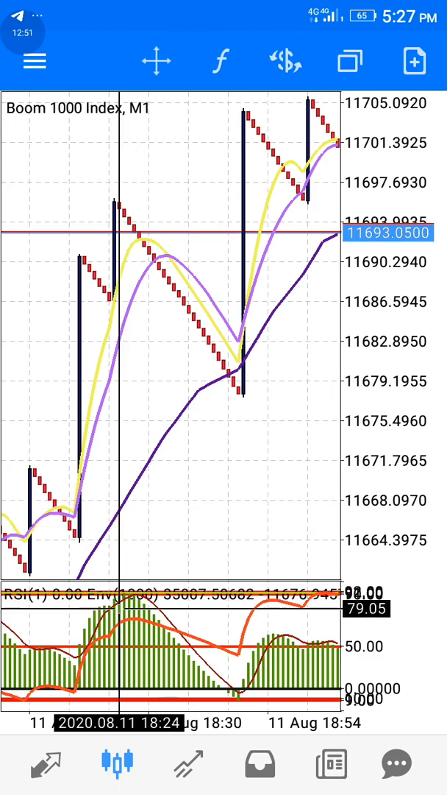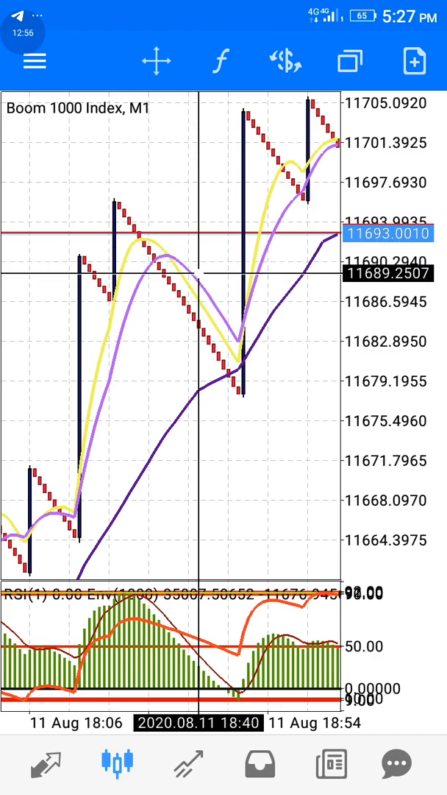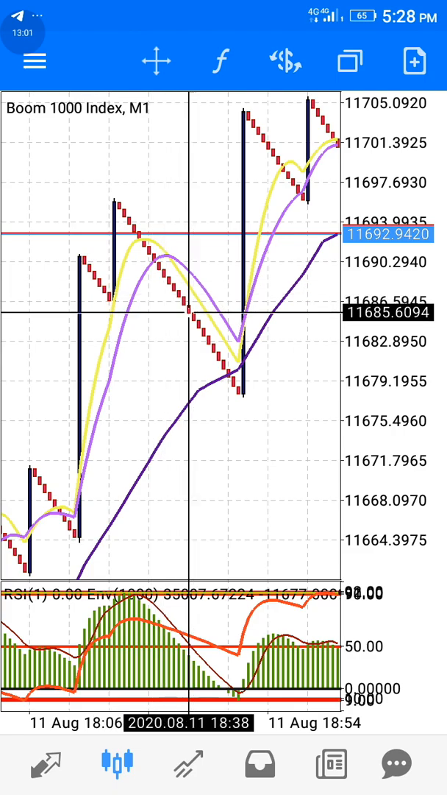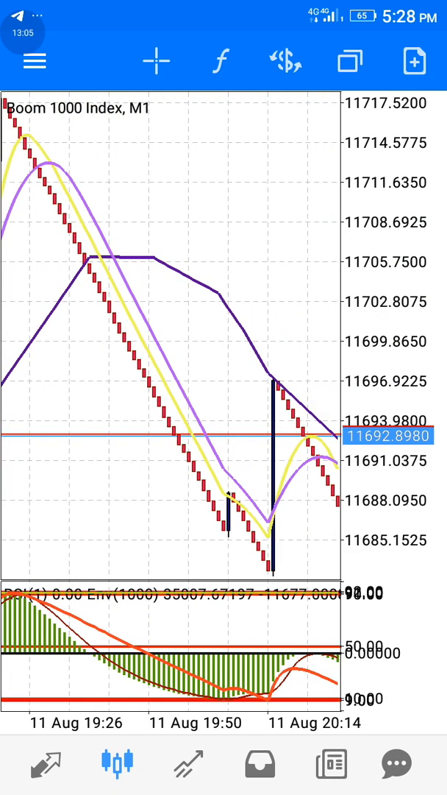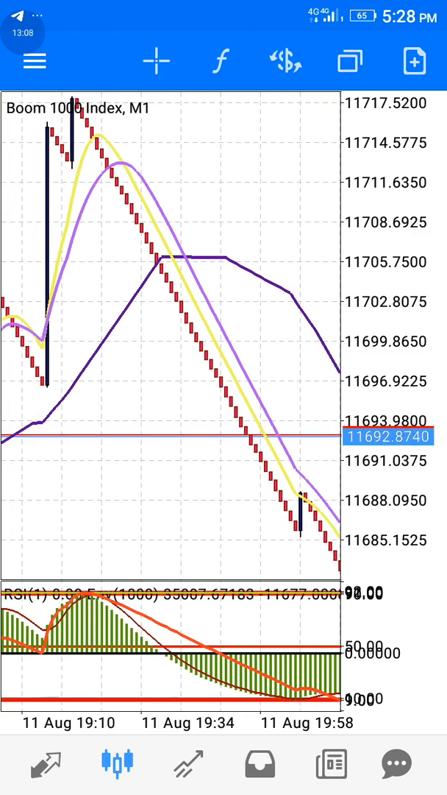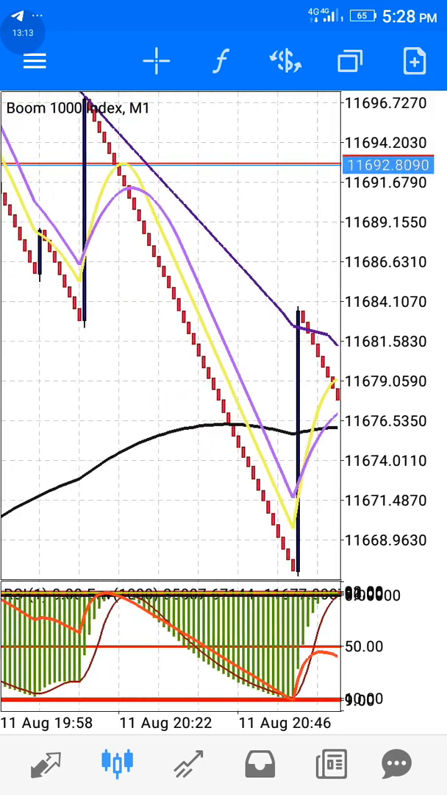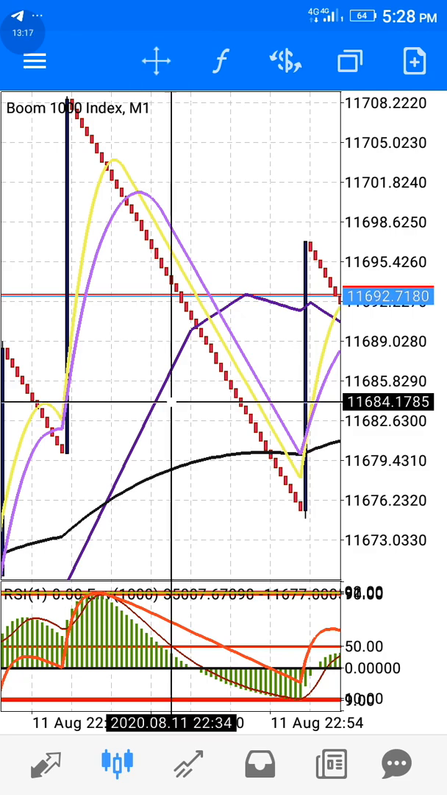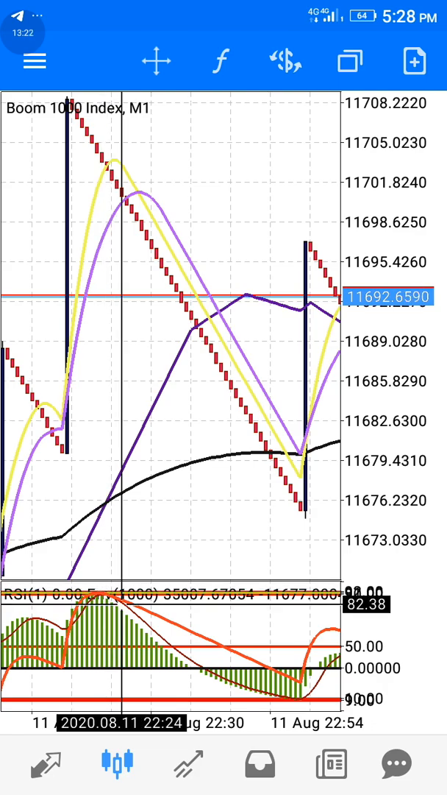So you see, it touches this histogram here. This is what happened. The market sold. It sold. So just take your 5 to 10 minute candle and get out of the market. So this is another one. If you want to enter, just make sure that this MACD histogram touches this line before you take your trade. So that is how it works.